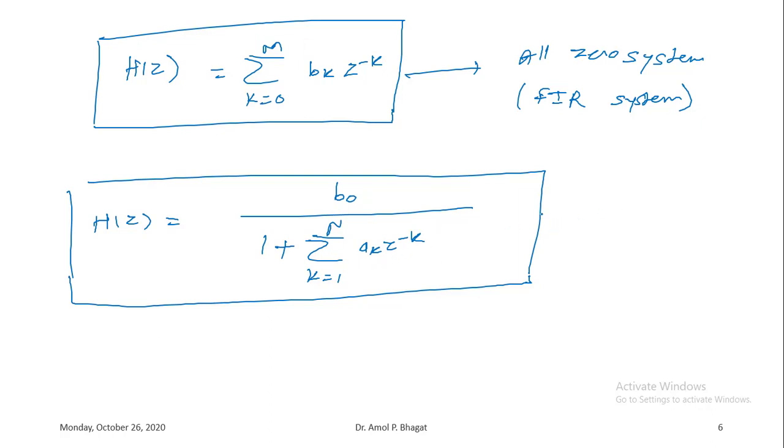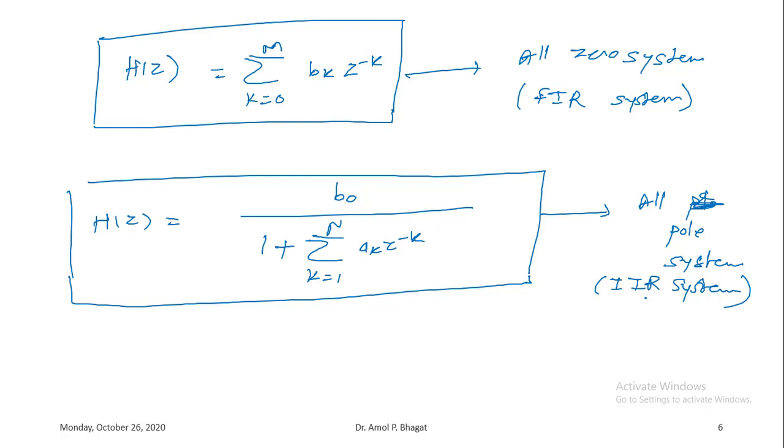So such a system is called an all pole system. And again, it is an IIR system, that is, infinite impulse response system, because poles are nothing but the values of z where H of z is infinity. Therefore it is an IIR system, that is, infinite impulse response system.